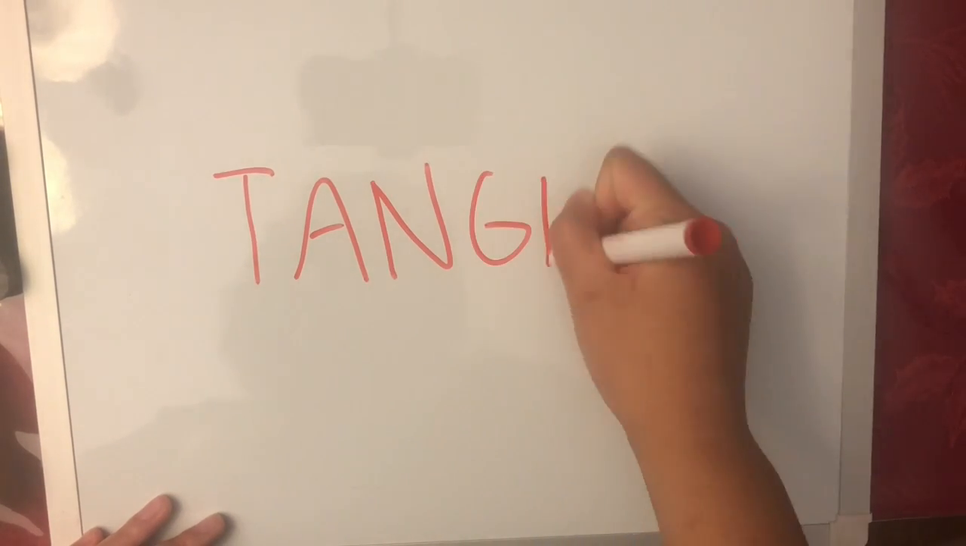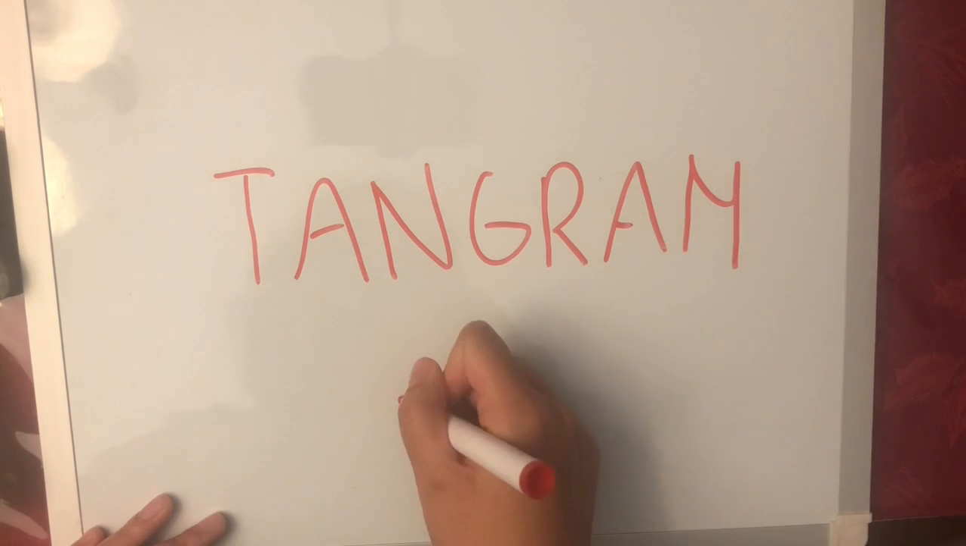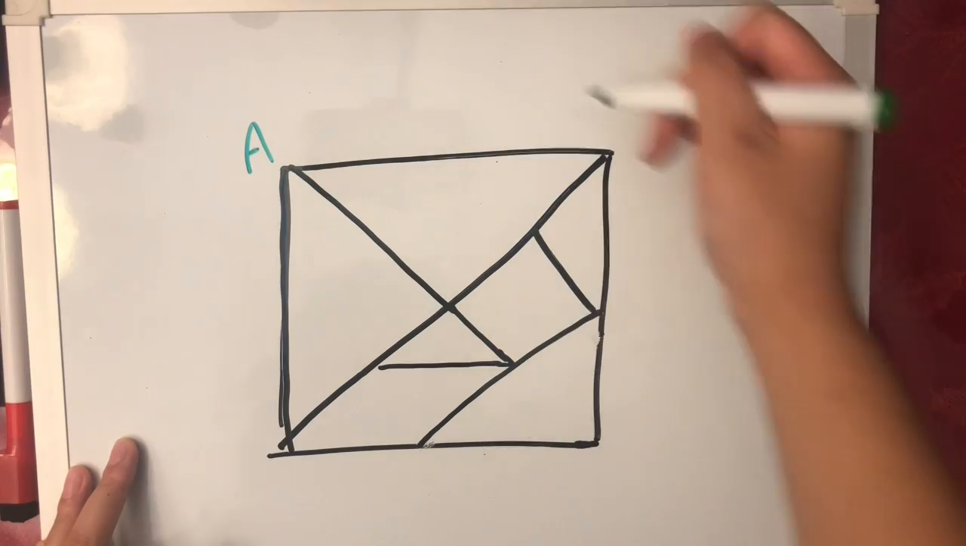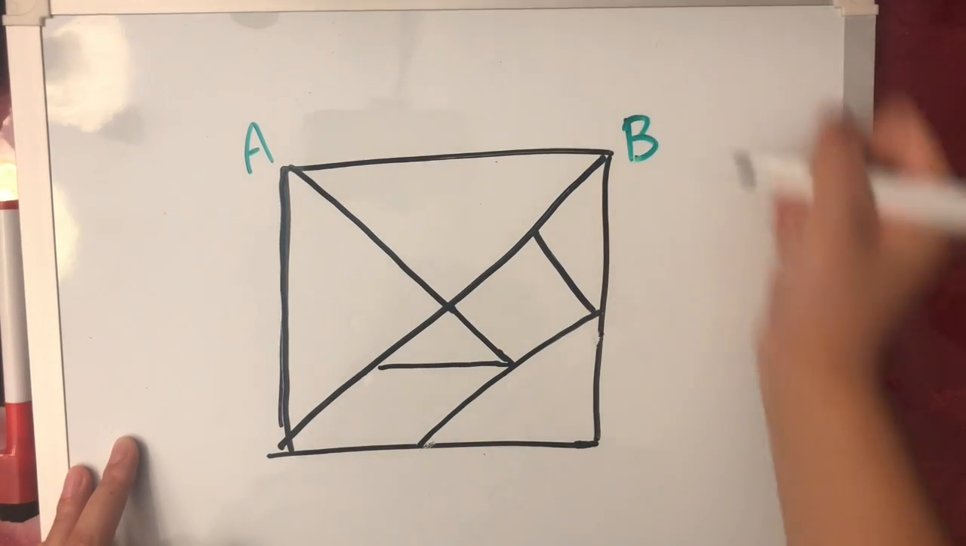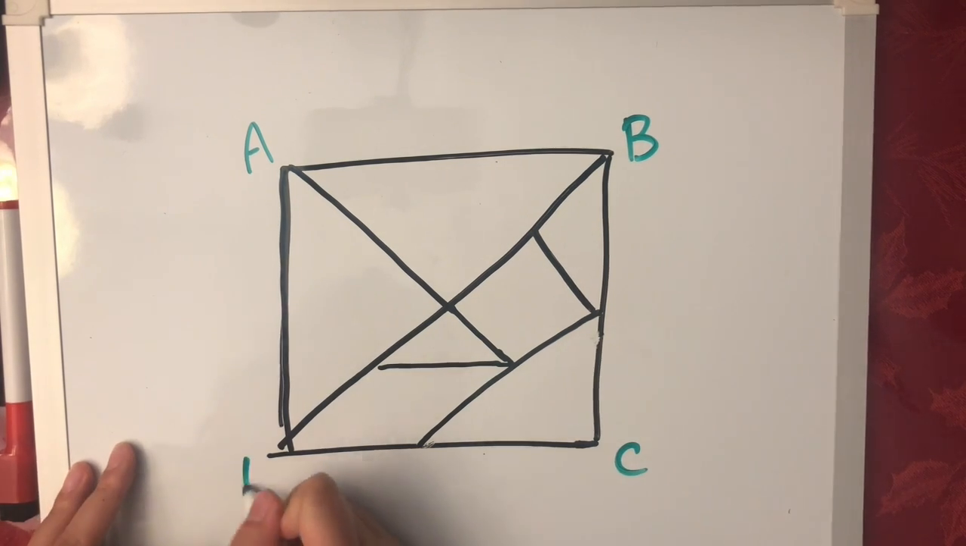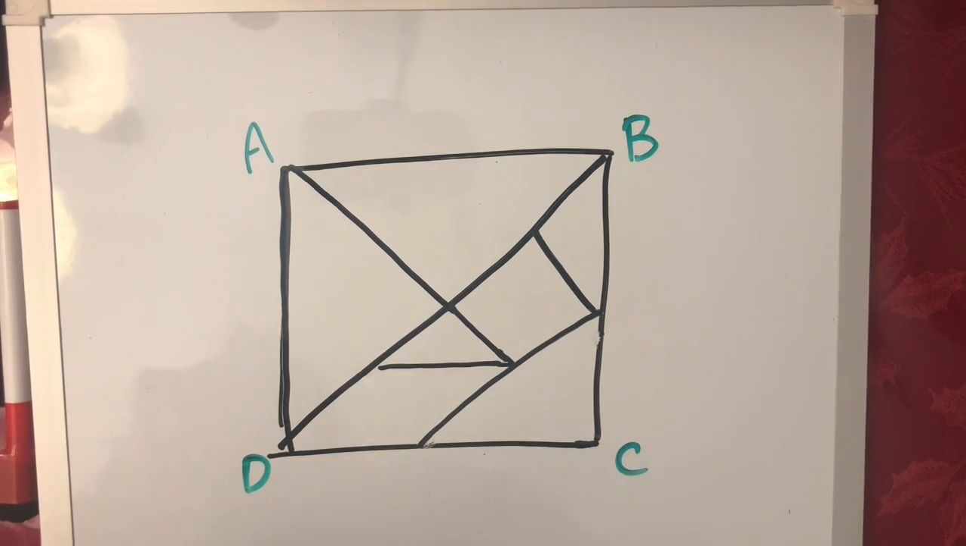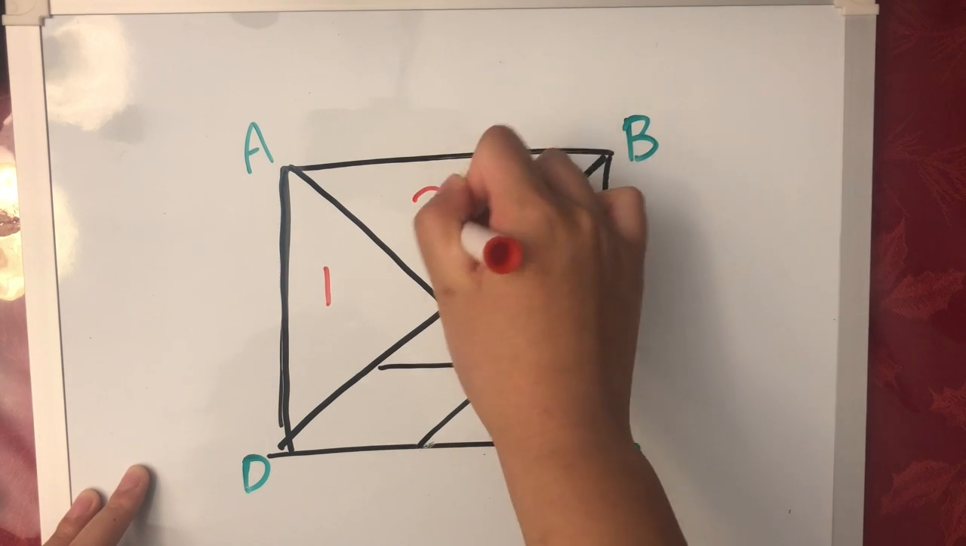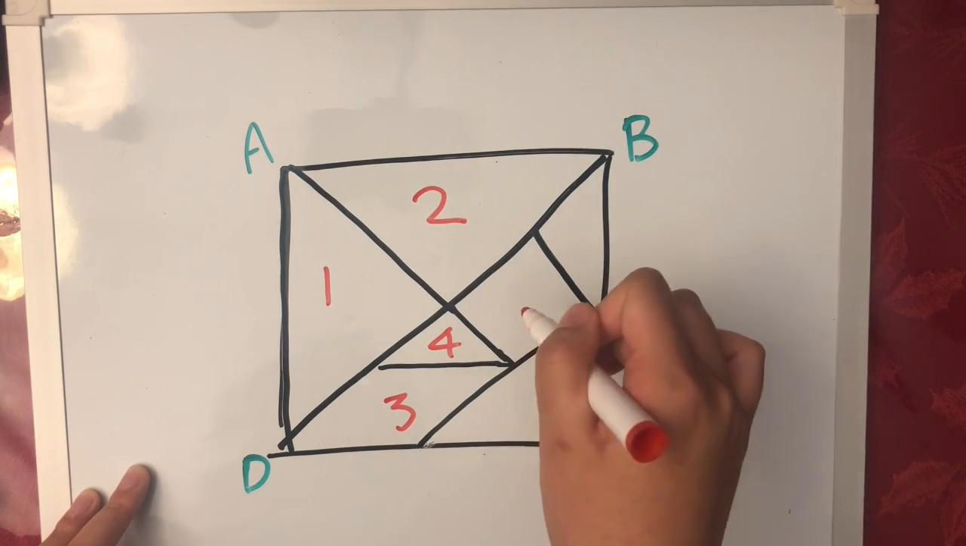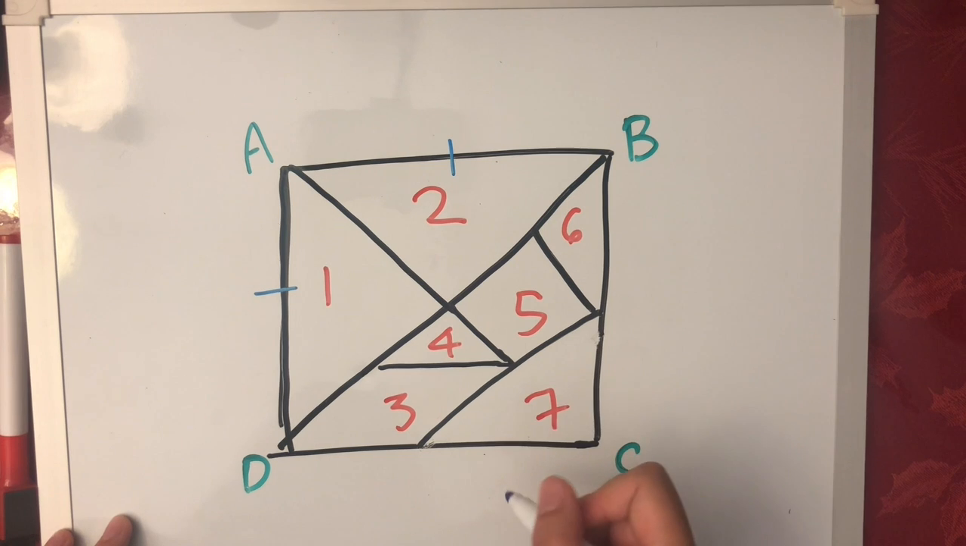Today I will be showing the solution to the Tangram problem from assignment 4. So first I decided to label all the corners of my square as A, B, C, and D. Next I also numbered all of the pieces so it would be easier to refer to them.